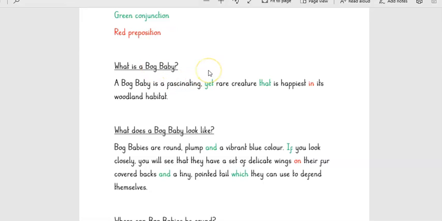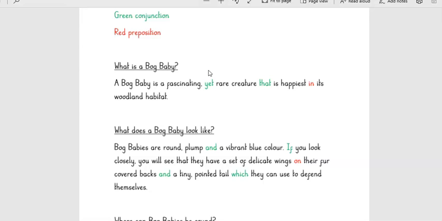Now, I've organised today's writing under 3 subheadings. So first of all, what is a bog baby? Well, I've written, a bog baby is a fascinating yet rare creature that is happiest in its woodland habitats. And I've started a new paragraph because the next subheading is, what does a bog baby look like?